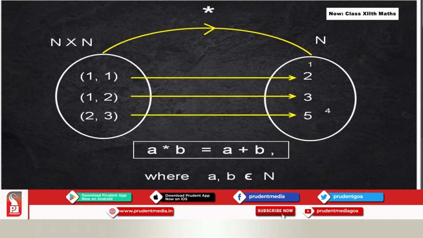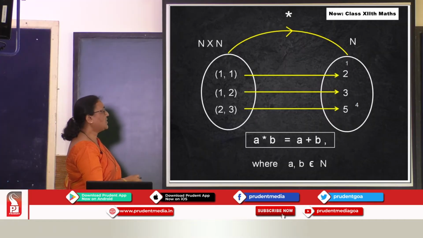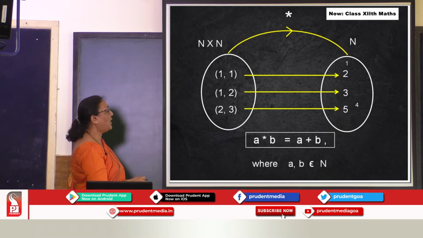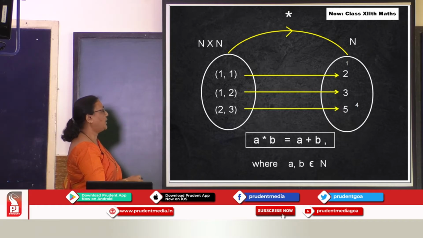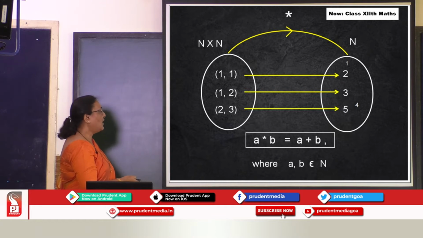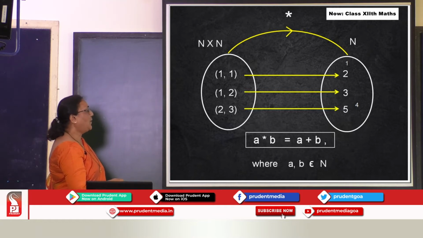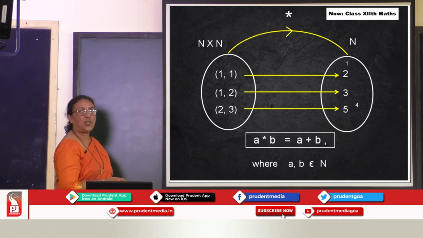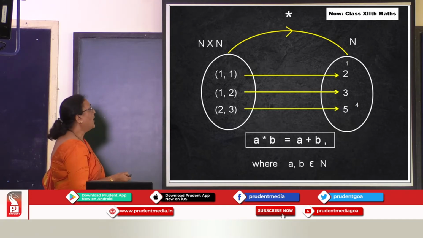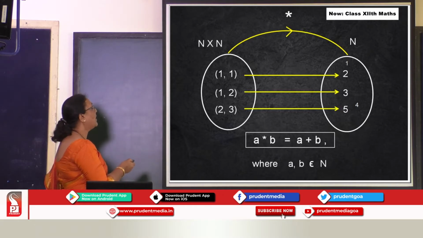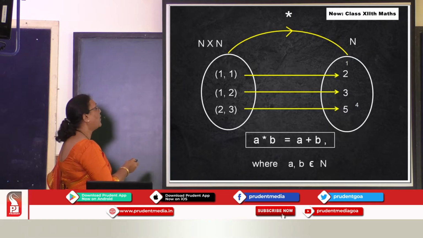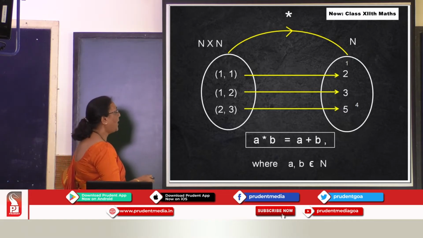Now how the binary operation works, see here, A star B equals A plus B. I had taken a binary operation, A star B is equal to A plus B. Now see, where A and B both are coming from the natural numbers. Because it is A plus B, when the operation star is given between 1 and 1, you have to add A plus B.